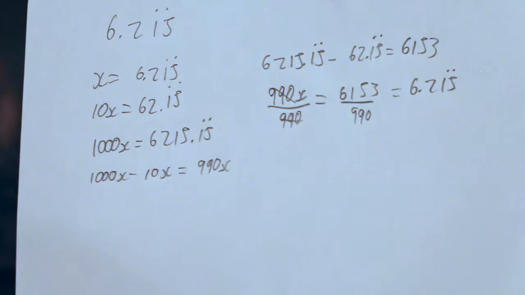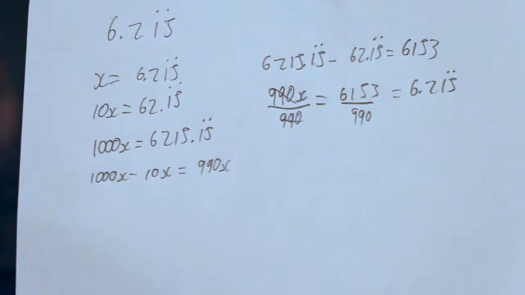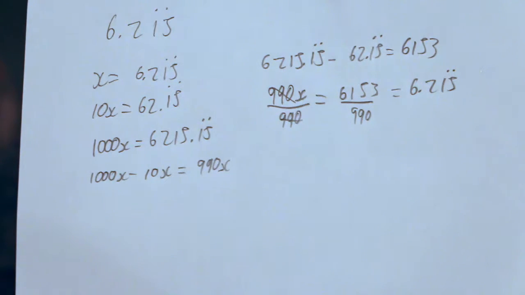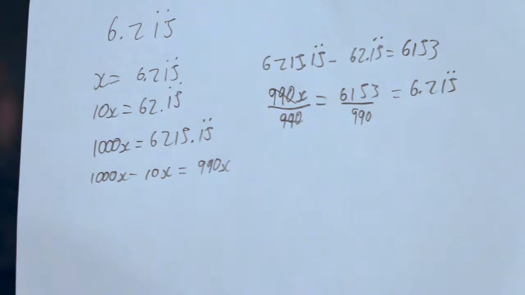So x equals 6.215 recurring. And now we multiply that by 10 because we don't want the 2 to be part of the recurring part. So 10x equals 62.15 recurring. So now we're only left with 15 recurring after the decimal place. So now we multiply that by 1,000 to get all the digits onto the other side, and if you multiply that by 1,000 you get 6215.15 recurring, because we brought all the numbers onto the other side.